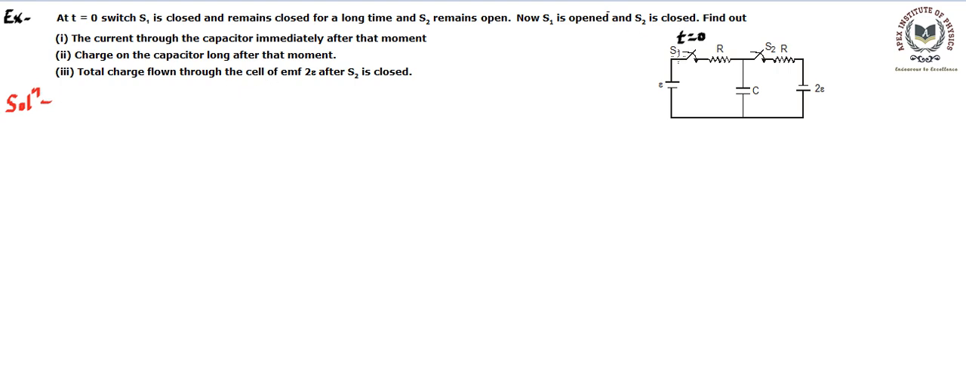Initially S1 was closed for a long time and S2 was open. So if S1 was closed and S2 was open, then for us the circuit was simply this one. So this part was the circuit for us initially. Let me draw that circuit that we had initially, for the first part.